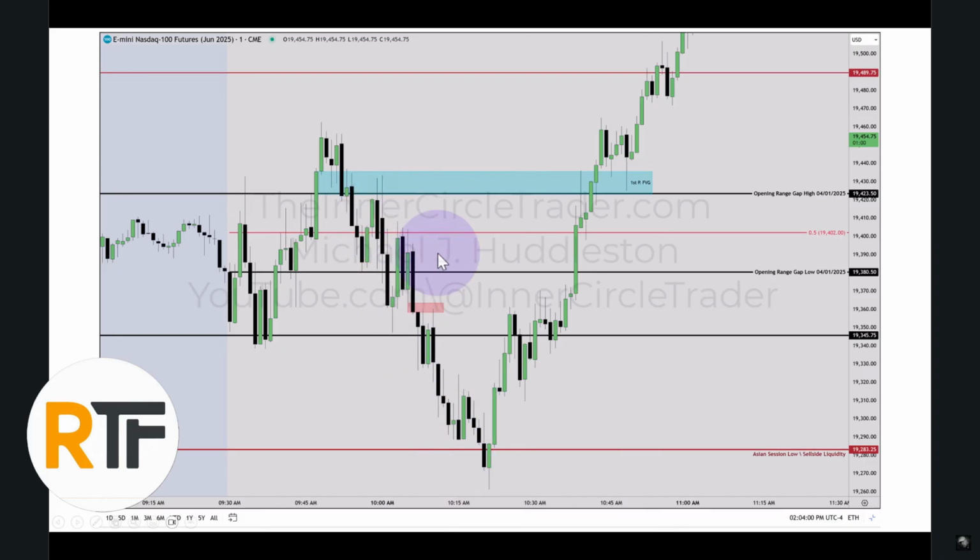Now, if I would have been stopped out here, I would have used the consequent encroachment of the opening range gap, which is this level here, and I would have gone short on a retest of that. So in other words, we see it leave the opening range gap. This is the low of it, that black line. It leaves it after the 10 o'clock news hits, comes back up to the consequent encroachment level, which is classic.